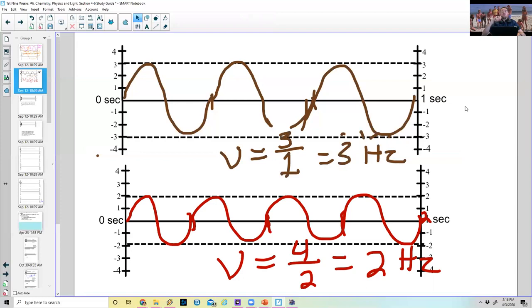And that is how you draw waves on a wave diagram with a certain frequency and how you calculate the frequency. Take the number of waves you drew divided by the time. 3 waves divided by 1 gives you 3 hertz. And then 4 divided by 2, 2 hertz. And that's how you calculate frequency.